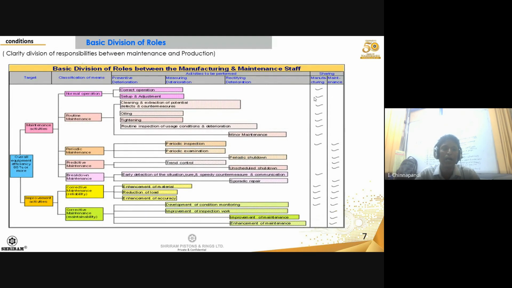This is the basic role division. There is a manufacturing team that is producing and operating the machine, and a maintenance team that is maintaining the machine. We have to define which points the maintenance team will take care of, and which points the manufacturing team will take care of. This is the role definition basically. Accordingly, the maintenance in-charge gives the check sheet to the production in-charge. These are the points they have to check in everyday operation, and they have to give feedback to the maintenance team. Next.